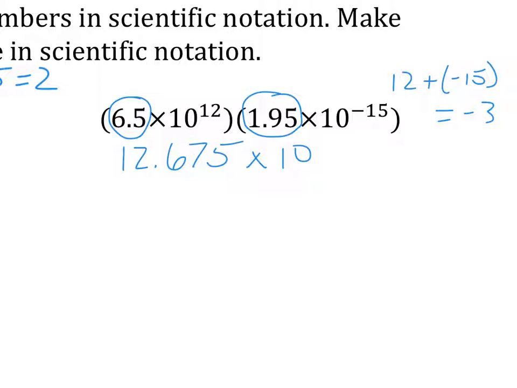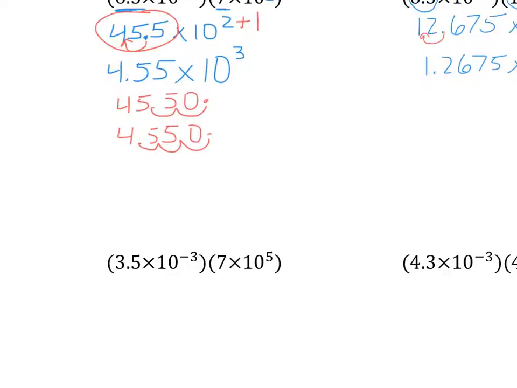So we're going to have 12.675 times 10 to the negative third. But again, we're not quite in scientific notation because 12.675 is not between 1 and 10. So we're going to move our decimal place 1 place to the left, which means we need to add 1 to our exponent. So our final answer should be 1.2675 times 10 to the negative second. And I've already showed you how to check your work, so if you want to make sure you're doing it right, please go back and check your work. But for now, we'll look at the next one.